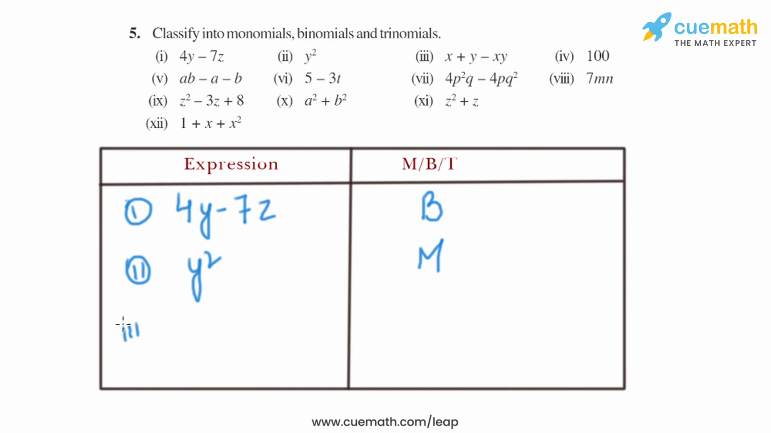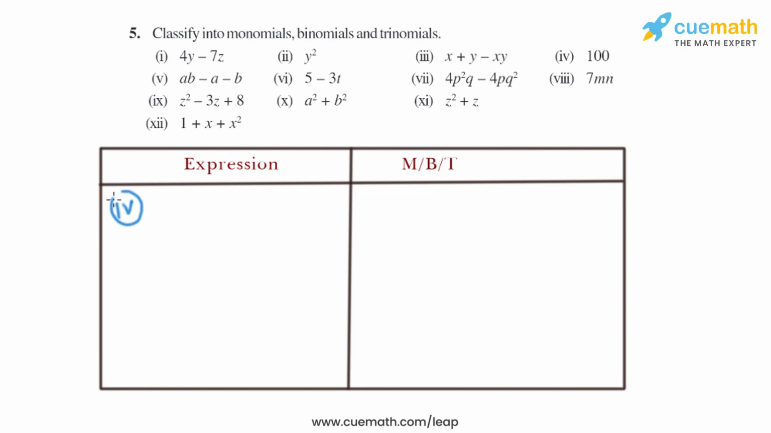Now let's move on to the third part. So the expression that is given in the third part is x plus y minus xy. So as we can see that there are three different terms in it, x, y and minus xy. So that is basically a trinomial. Now let's move on to the fourth part. The term that is given is 100. And as we can see there is only single term, so it is a monomial.